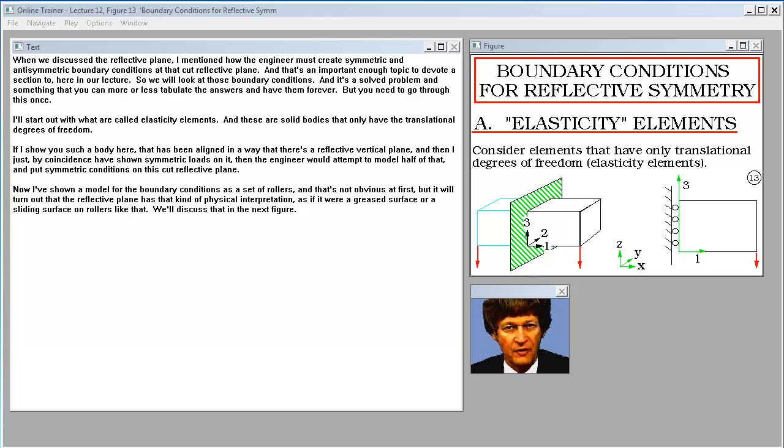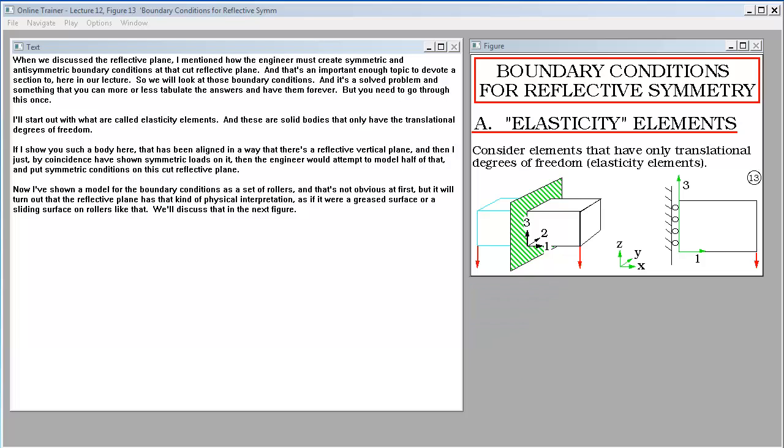When we discuss the reflective plane, I mentioned how the engineer must create symmetric and anti-symmetric boundary conditions at that cut reflective plane. And that's an important enough topic to devote a section to here in our lecture. So we will look at those boundary conditions, and it's a solved problem and something that you can more or less tabulate the answers and have them forever, but you need to go through this once.